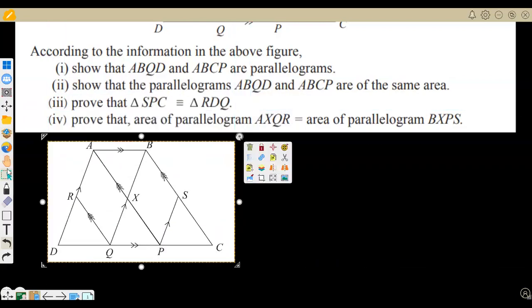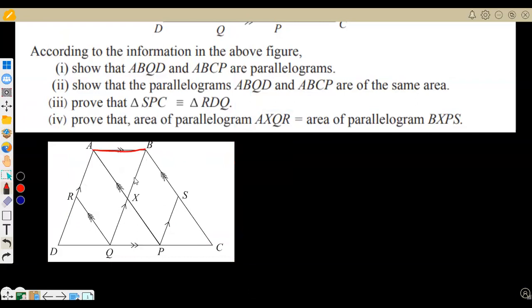Okay, I take the diagram separately. Look at ABQD. Before you show that it is a parallelogram, it is a quadrilateral. So first of all, when you write the answer, you are going to describe the features in the quadrilateral. Before you show that it is a parallelogram, it is a quadrilateral.